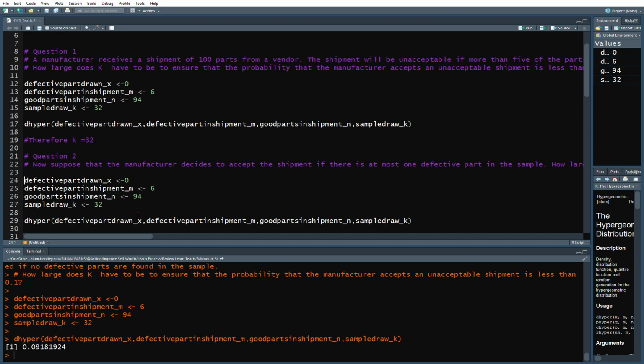Defective part drawn X has to be 1, because that's the maximum we can draw. Defective part in a shipment has to be 6, and good part in shipment has to be 94, as we have. Sample drawn, let's do 10 for now.